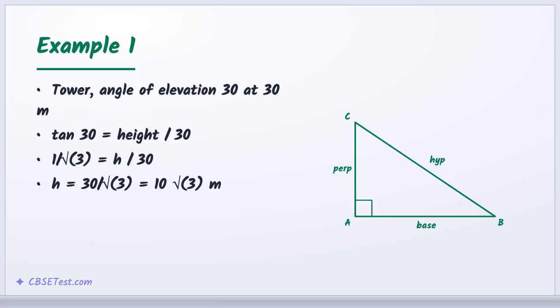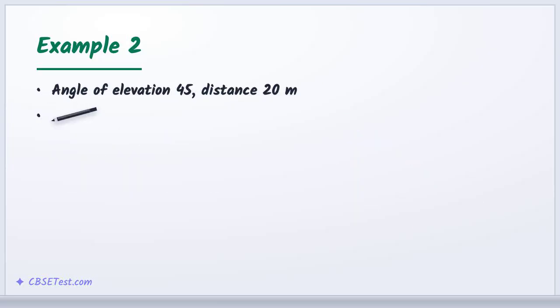If the angle of elevation is 45 degrees from 20 meters, tangent 45 equals height over 20. Tangent 45 is 1, so the height equals the distance, 20 meters.